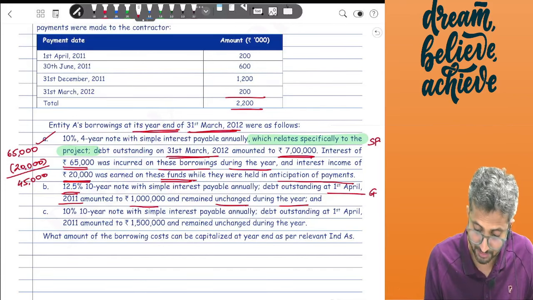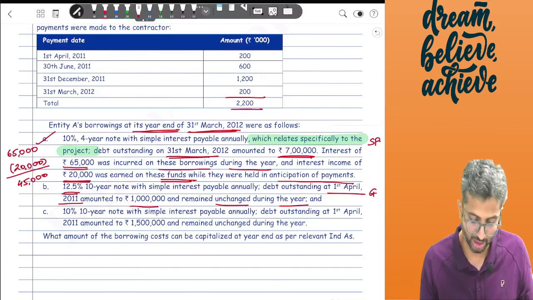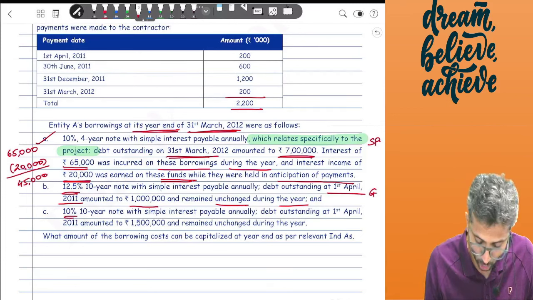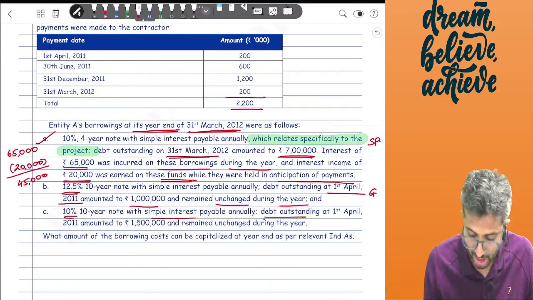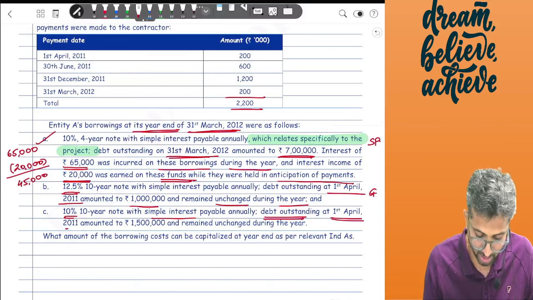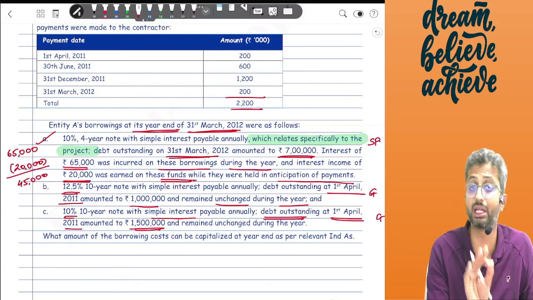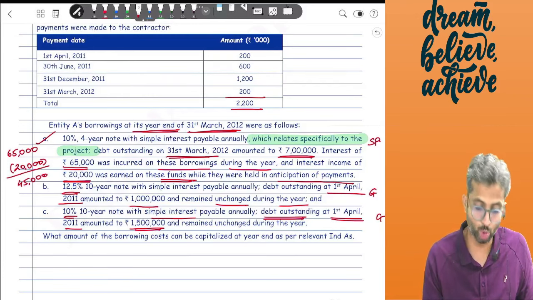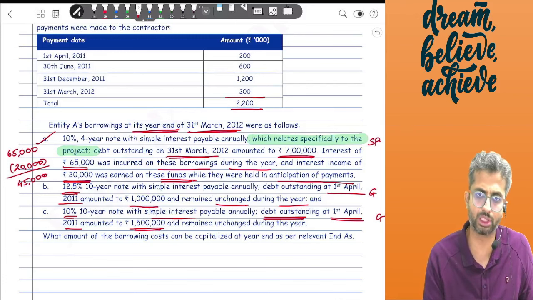This is not specifically for this asset and hence it is general. Another 10% 10-year note with simple interest payable annually. Debt outstanding at 1st April 11 was 15 lakhs and again it remained unchanged. Again, it is not specifically for the qualifying asset and hence it is general. So what do I need to do? I know that specific borrowings 45,000 is to be capitalized.